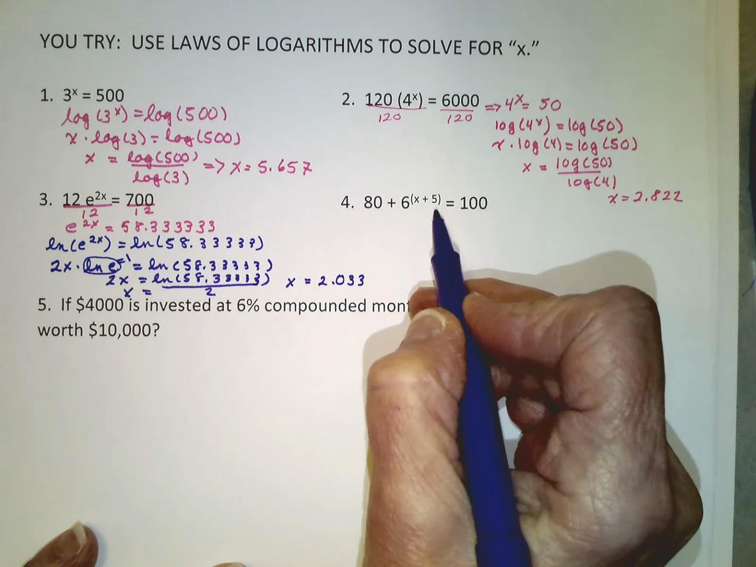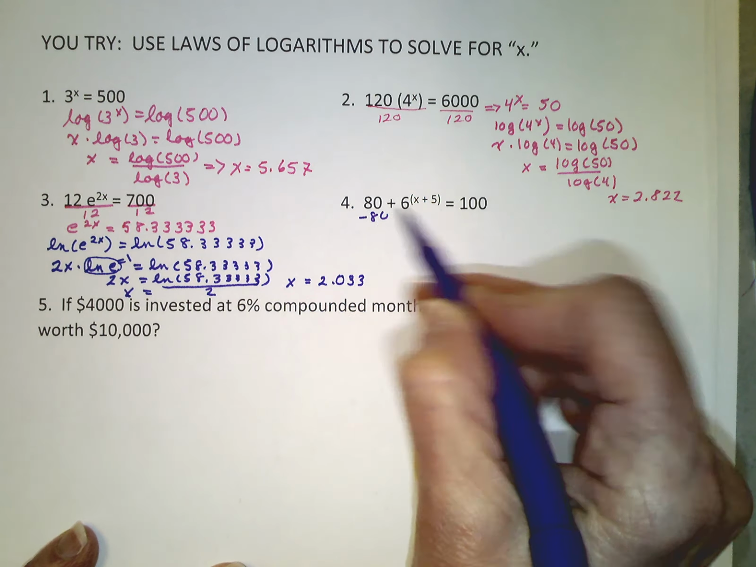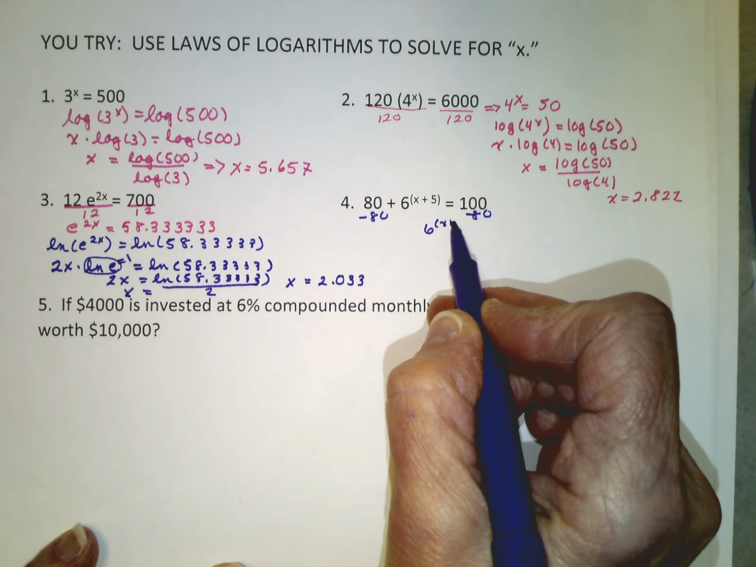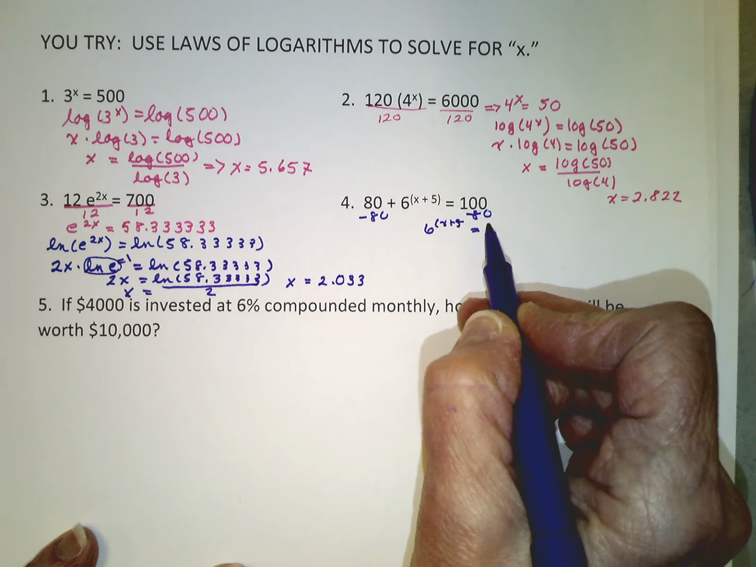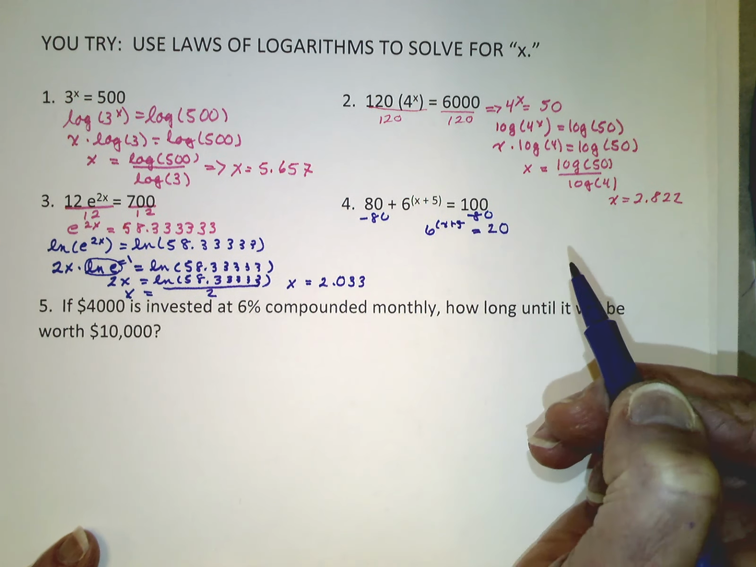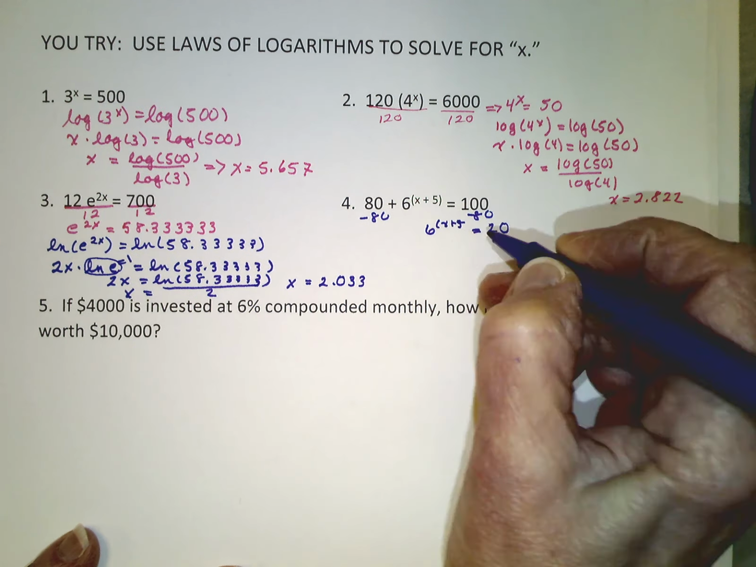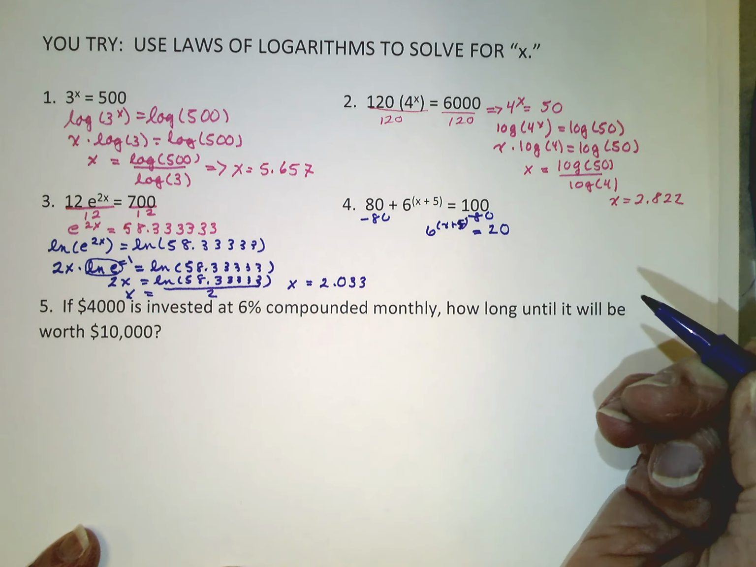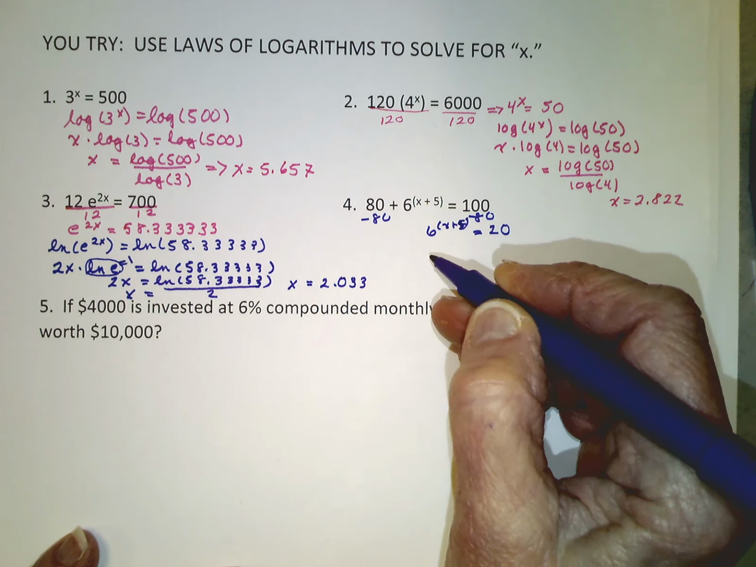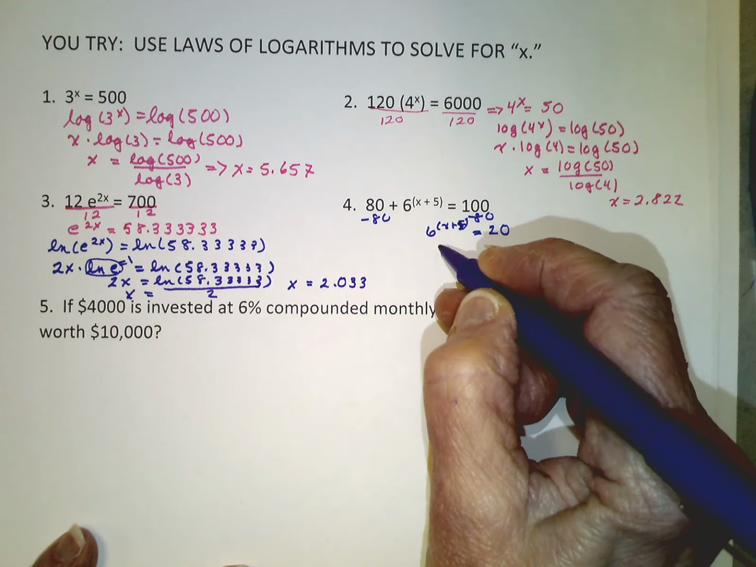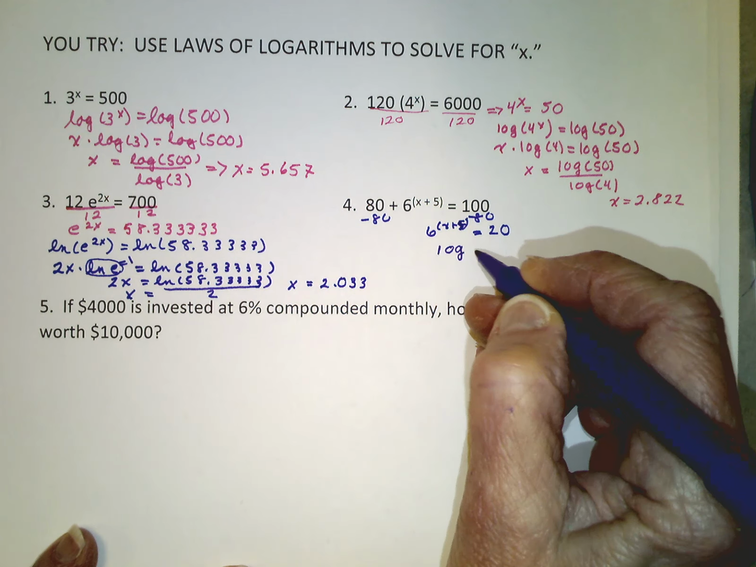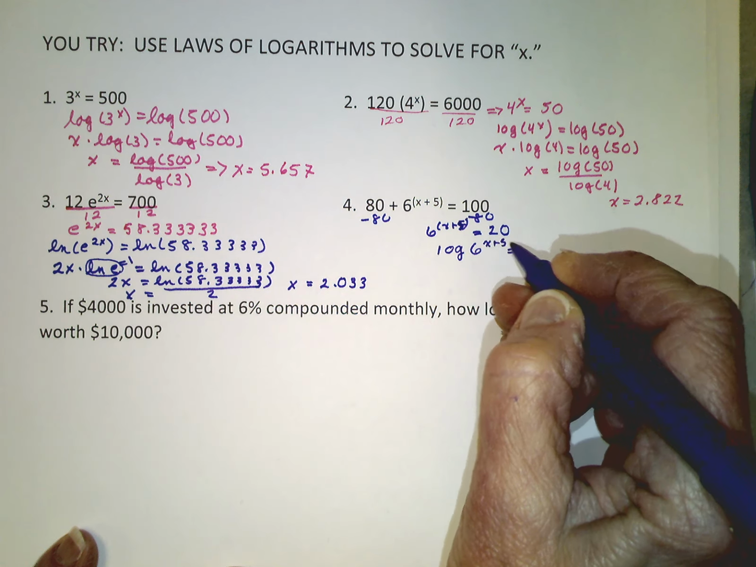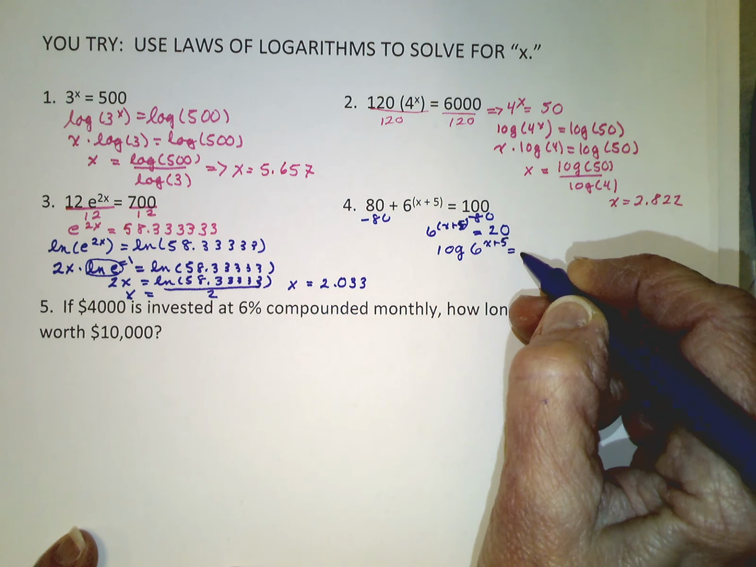Number 4, to get the power part by itself, we're going to have to subtract 80. So it looks a little funny because it's 6 raised to the x plus 5. That's okay. It'll still work. We can take the log of both sides or the ln of both sides. You can tell I took the log.